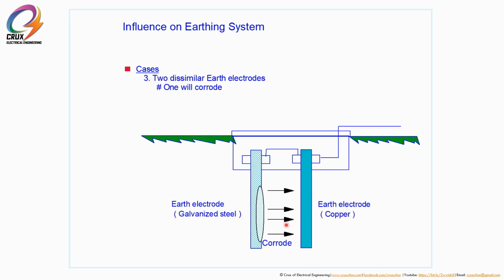And also, if you are connecting two dissimilar metals of earth, you will also create a corrosion cell. This is why we call it galvanic corrosion. So you have your earth electrode galvanized steel and your copper. In the long run, your galvanized steel will deplete because of corrosion. So it will sacrifice itself to protect the copper earth electrode. So this is a simple corrosion cell.